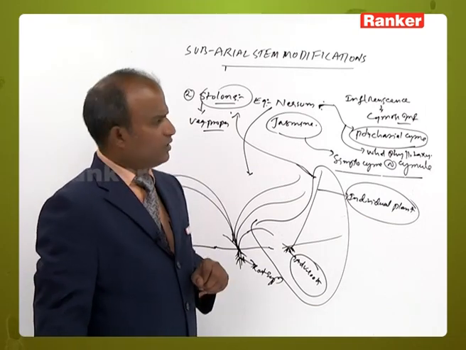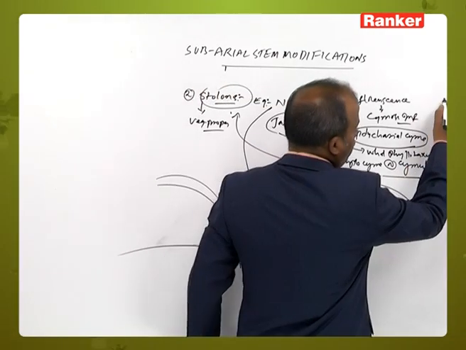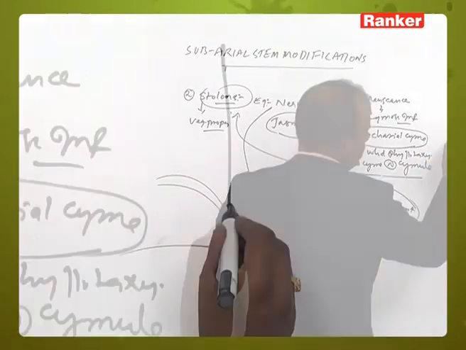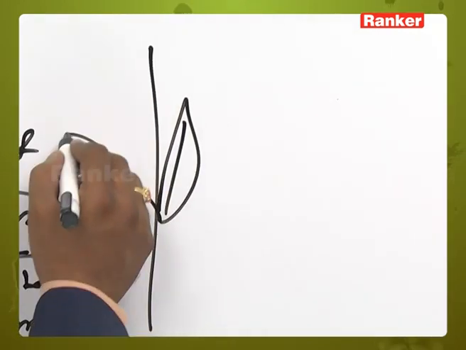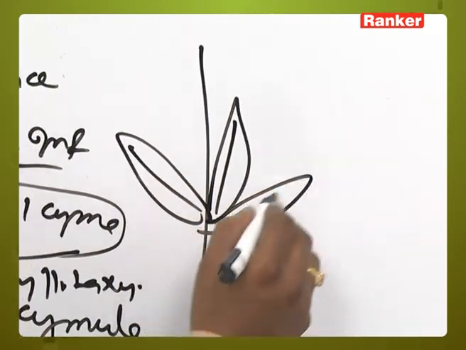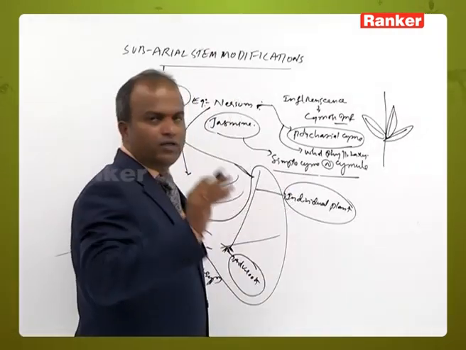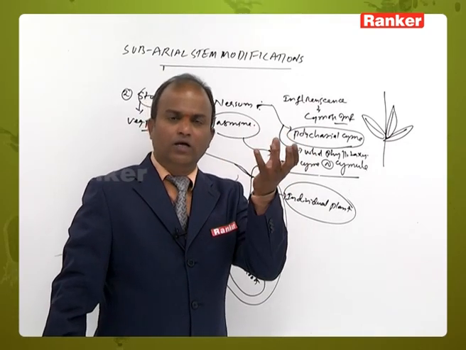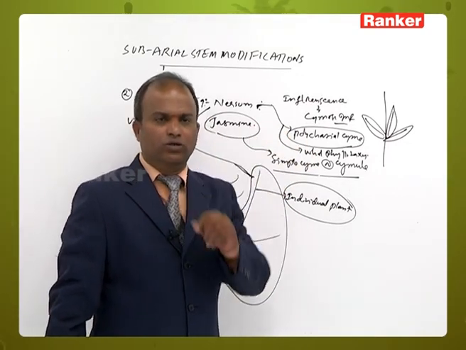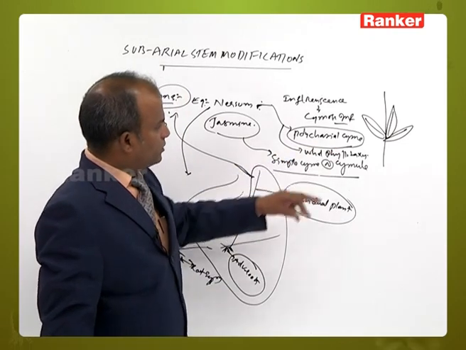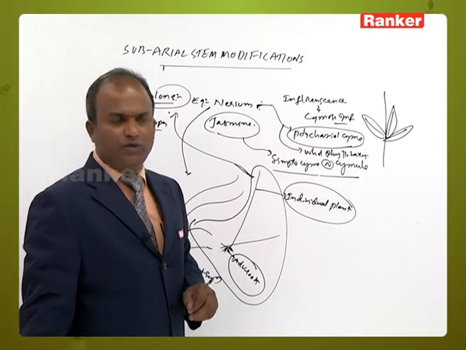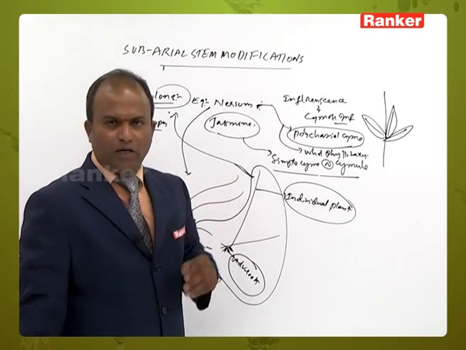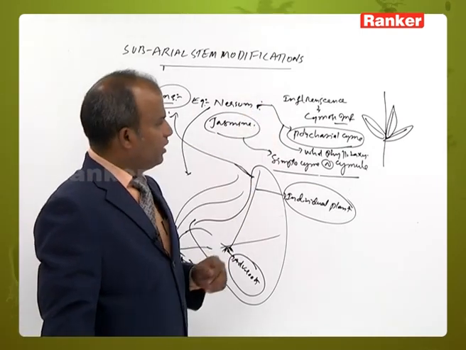Whorl phyllotaxy. That means from one node, how many leaves are arising? Think of this one as the node. Three leaves are arising, present in a circular, whorl-like manner around one node. Can we call that whorl phyllotaxy? Yes, it is called whorl phyllotaxy. That whorl phyllotaxy itself is shown by the nerium plant.